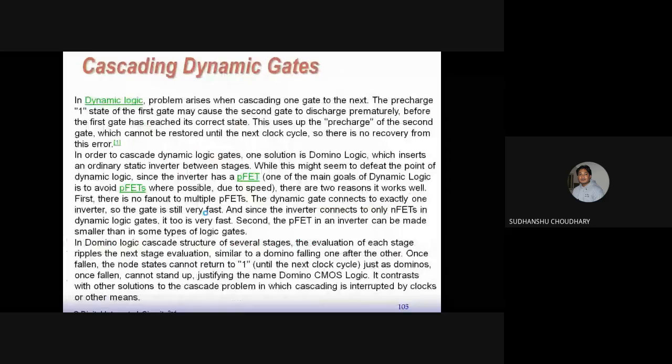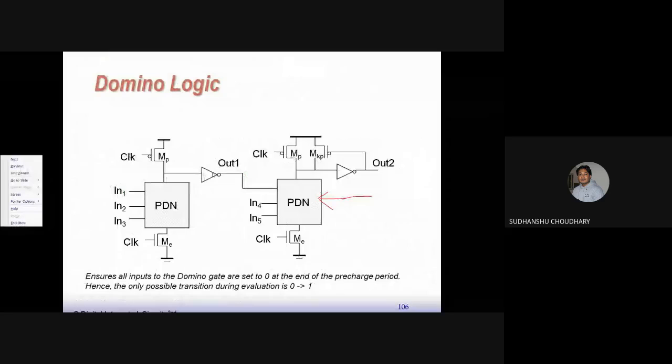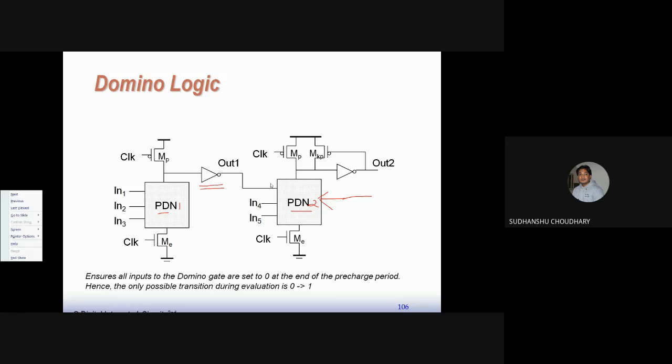So how is it done? This is done by including an extra static CMOS inverter in between the cascade. This is a cascade of dynamic gate 1 and dynamic gate 2, pull down network 1 of dynamic gate 1 and pull down network 2 of dynamic gate 2, and in between the cascade you put a static CMOS inverter, so that the input of this pull down network is set to 0 when the output of this network is charged to 1.